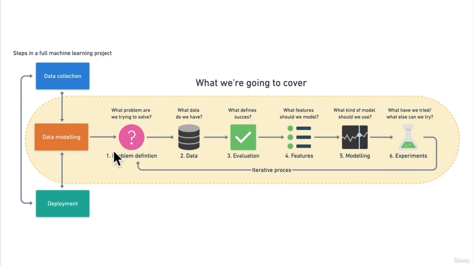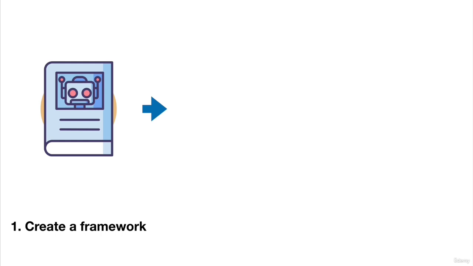We're going to cover data modeling, which means you'll be able to take a data set and apply machine learning algorithms to find insights on that data set. The steps we're going to cover: number one, create a framework. You saw a little bit of an outline of that in the previous slide.